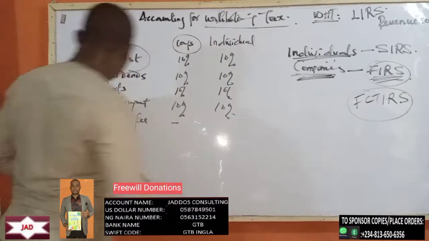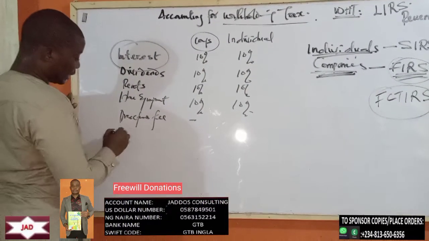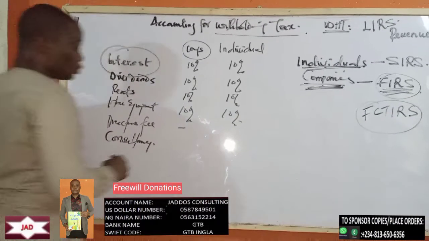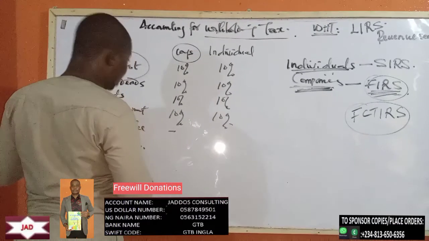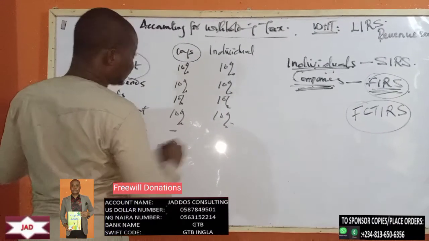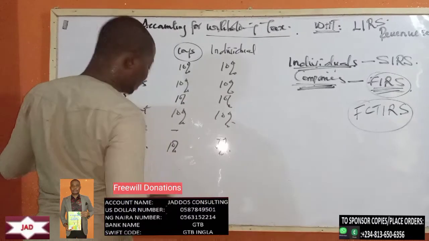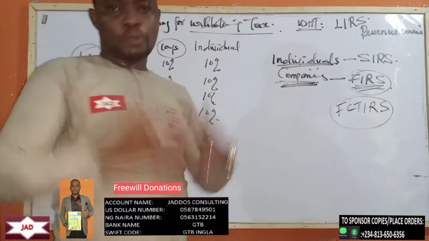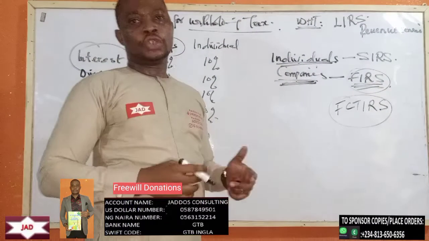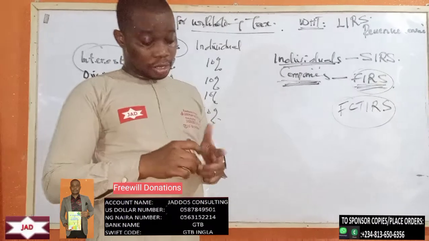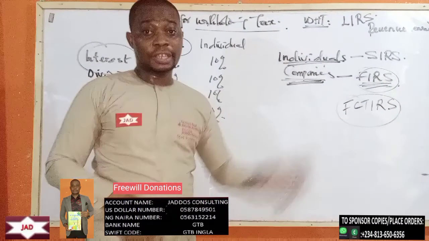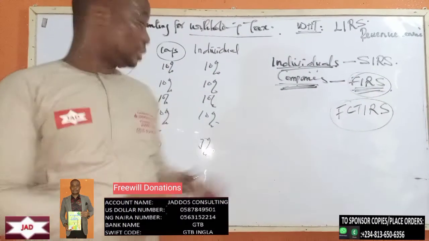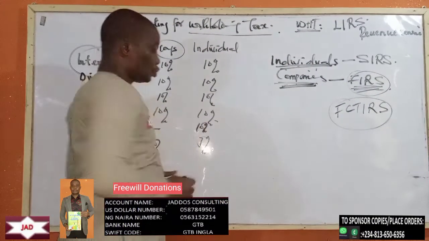And then we have what they call, let's say, consultancy, okay. Consultancy, for companies it's going to be 10%. For individuals it's 5%. So you see, let us try not to waste time, okay, because we have contract of supplies as well. So you can just look up the respective rates for individuals and for companies. Of course, director's fee is 10%, it is for an individual anyway, so you have to understand that.